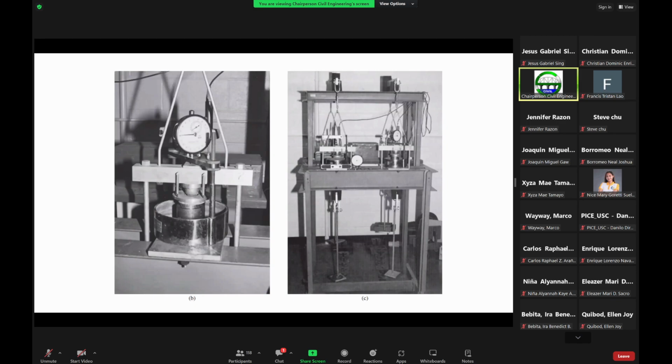In practice also, when we encounter clay layers, we always specify to have them tested in the lab with consolidation test, for us to determine the consolidation parameters that we need for the consolidation settlement in the determination of the bearing capacities, or the shallow bearing capacities.